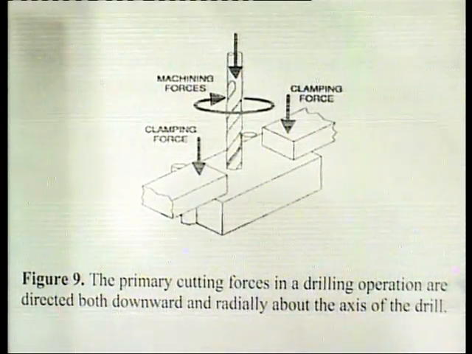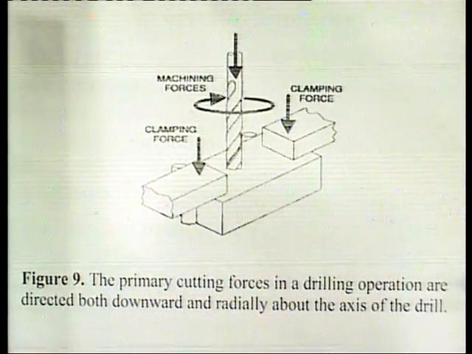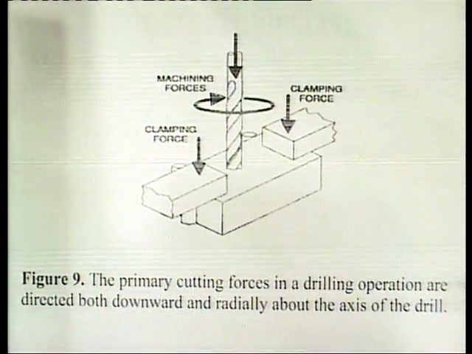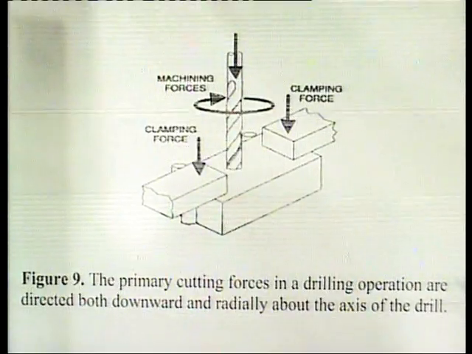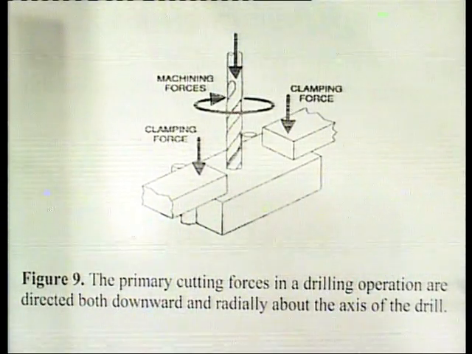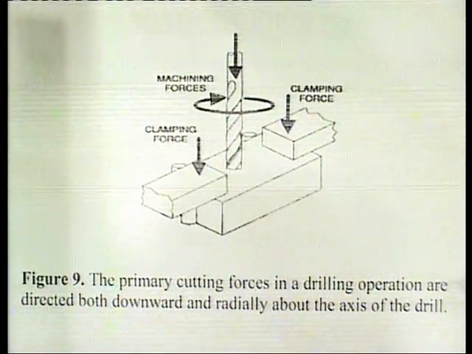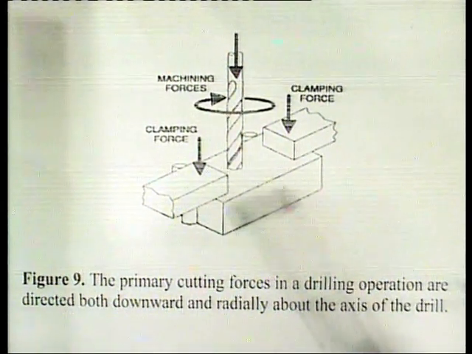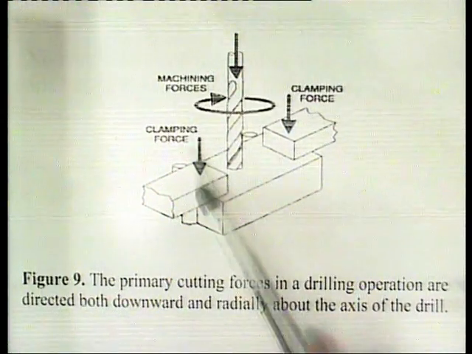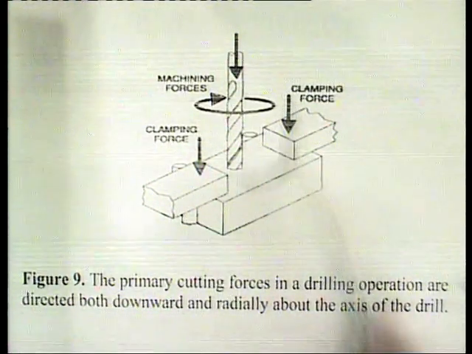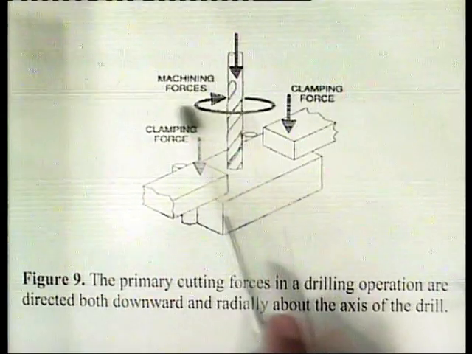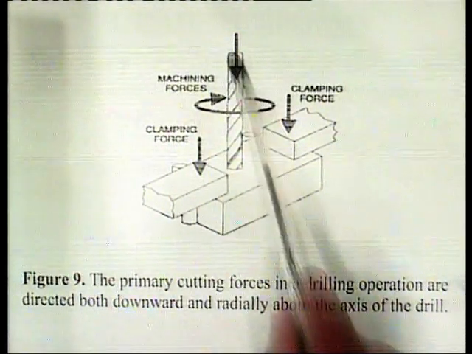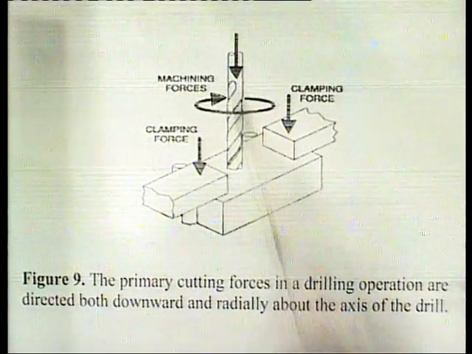Here in this figure, the primary cutting forces in a drilling operation are directed both downward and radially about the axis of the drill. Here is the workpiece. These are the various clamping forces, this is the machining process, this is the radial force, and this is the axial force.